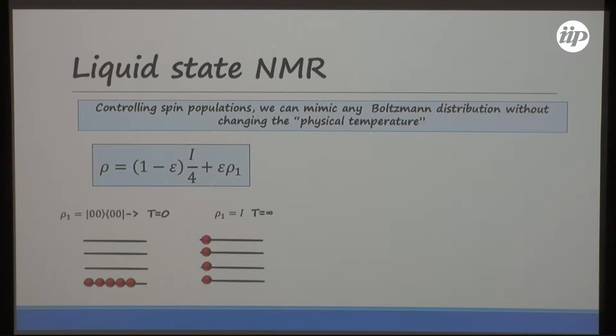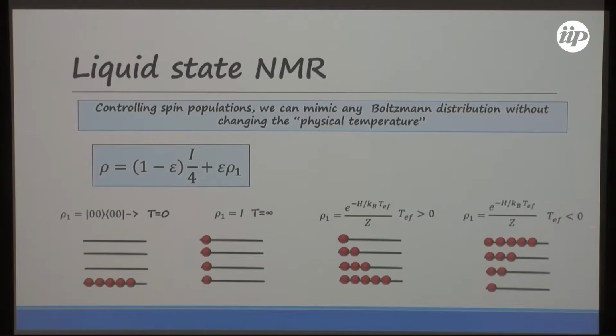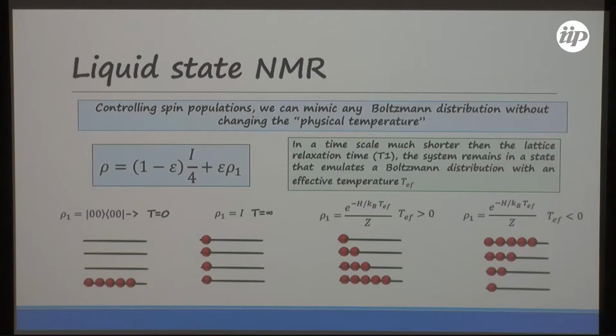But we can also manipulate the system to create a Boltzmann distribution as I want. I can create a distribution equivalent to a Boltzmann distribution with the temperature that I want, and I can also create a Boltzmann distribution equivalent to a negative temperature. And in a time scale much shorter than the relaxation time, which we usually call T1, this distribution will remain like that. So we have a tool to create a Boltzmann distribution at the temperature I want, it survives for some period of time, and during this period I can perform the experiment I want.